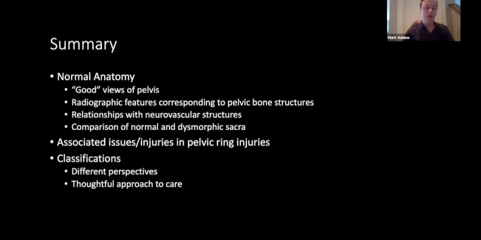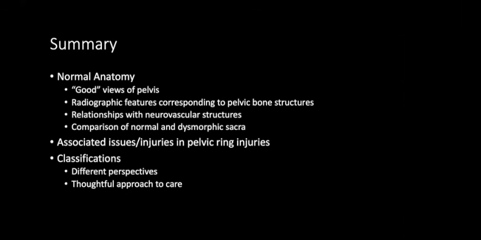So in summary, we discussed normal skeletal and neurovascular anatomy in the pelvis and corresponded this to our radiographs. We defined what makes for good views of the pelvis. We went through the comparison of normal and dysmorphic sacrum. There are other relevant associated issues and injuries that can be anticipated on imaging, as we discussed. We then reviewed the 3 classifications from their different perspectives and applied these classifications to several patient examples. This helped us describe the injuries, organize our thoughts, predict associated injuries and issues, and also directed us toward the treatment.